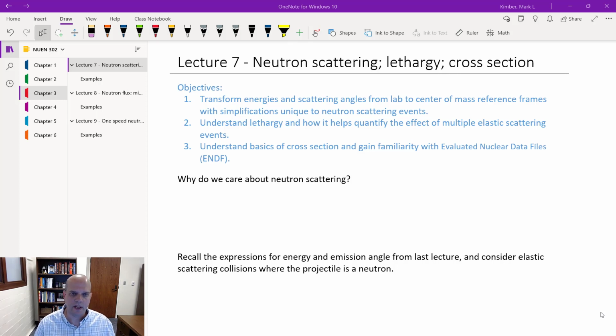But we want to be able to characterize that scattering. And we want to know how many times we need to have a scattering event in order to get to energies that we are targeting.